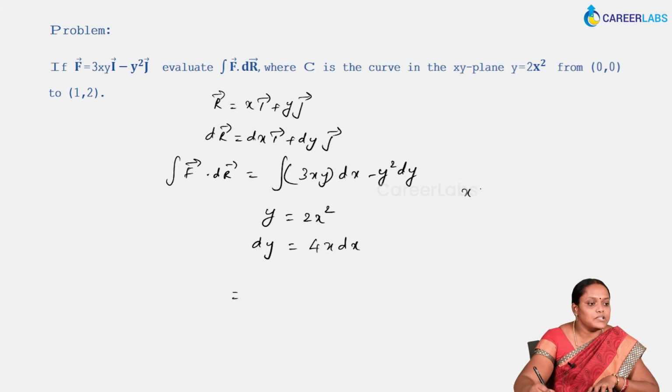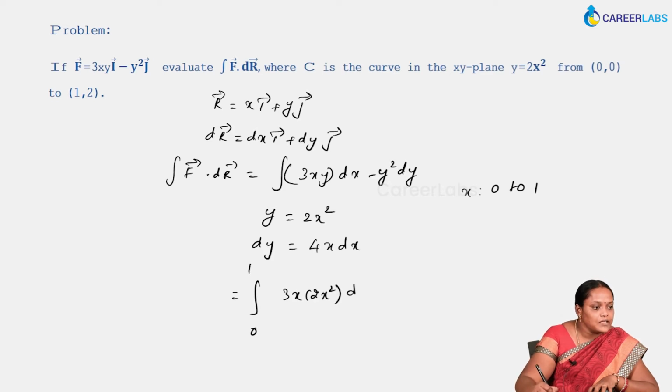And you can observe that the limits for x, the points are from (0,0) to (1,2). We can observe that x varies from 0 to 1. Therefore, you can write this as integral 0 to 1. This is 3x into 2x square dx minus this will be 4x to the power 4, and in the place of dy it is 4x dx. So this is equivalent to integral 0 to 1 of 6x cube minus 16x to the power 5 dx.